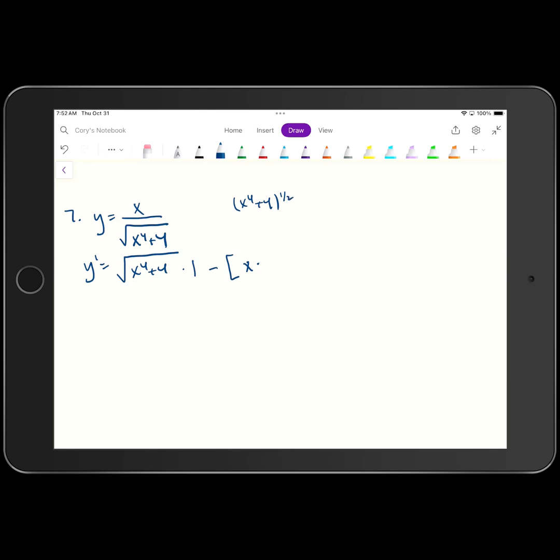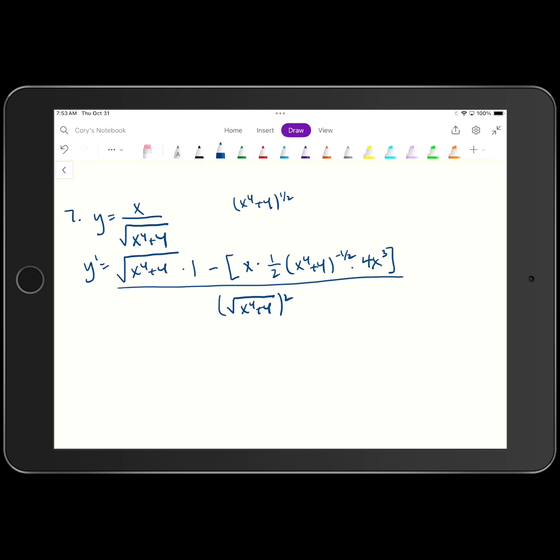Okay, so the derivative of that, again, my outer function is x to the 1/2 power, whose derivative is 1/2 something to the negative 1/2 power. We're going to evaluate that at the inner function, x to the 4th plus 4, and then multiply that by the derivative of the inner function, which is 4x cubed. Okay, so that's low d high minus high d low all over low low, which is rad (x to the 4th plus 4) quantity squared.